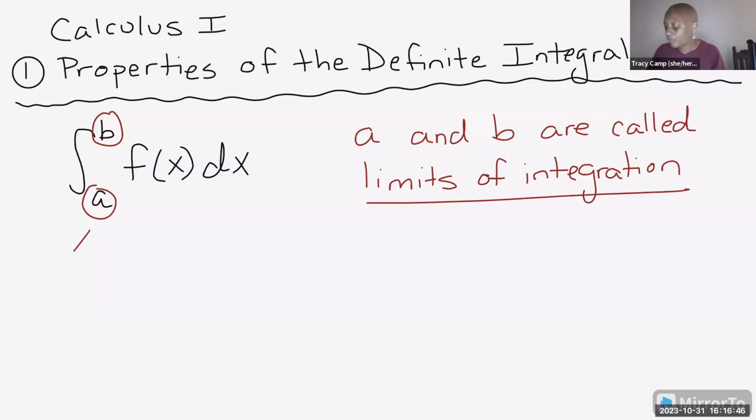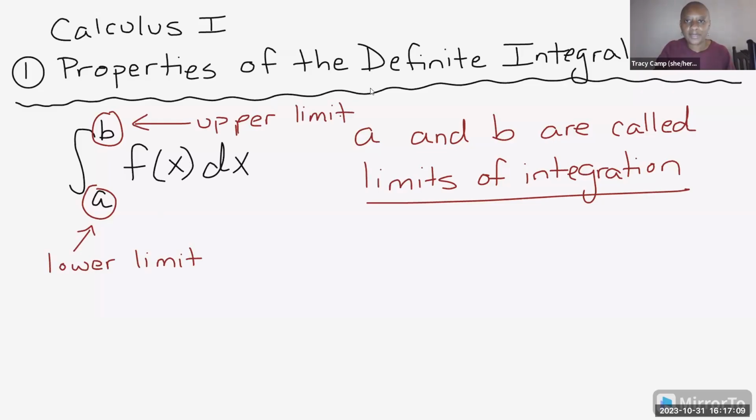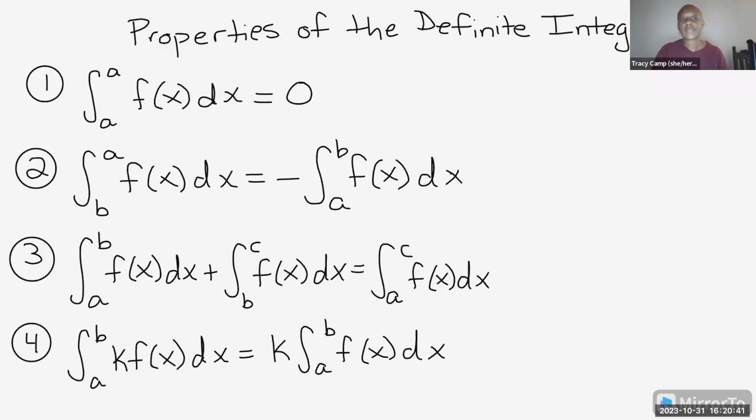A is actually referred to as the lower limit, and B is referred to as the upper limit. So as I talk about the properties, I might be using language referring to the upper limit, the lower limit. So, okay, now I'll write the properties. So here are the properties of the definite integral that we'll be working with today, and properties for you to keep in mind throughout your time working with definite integrals.